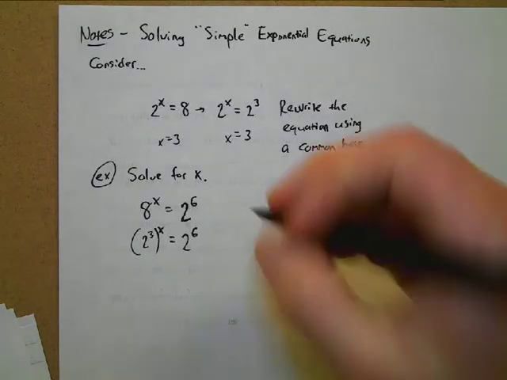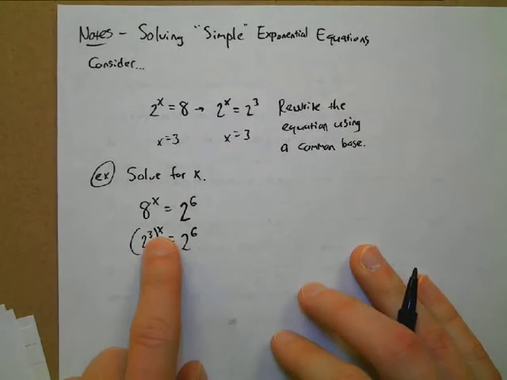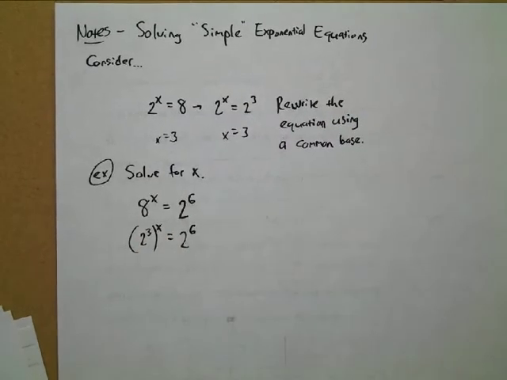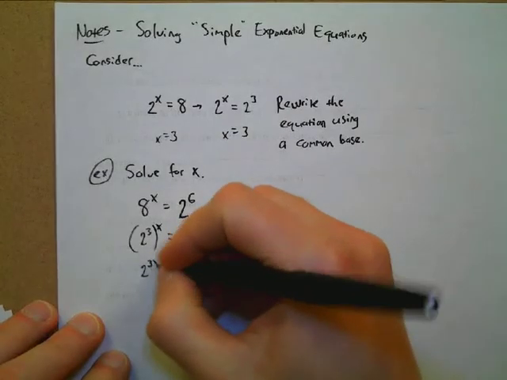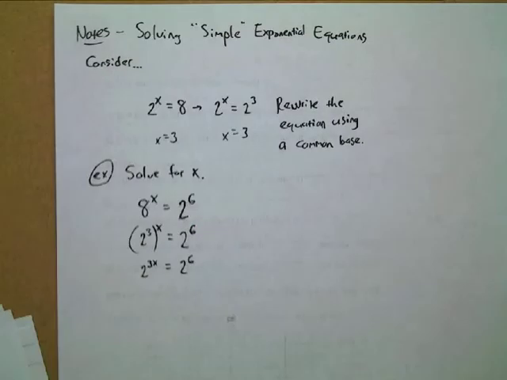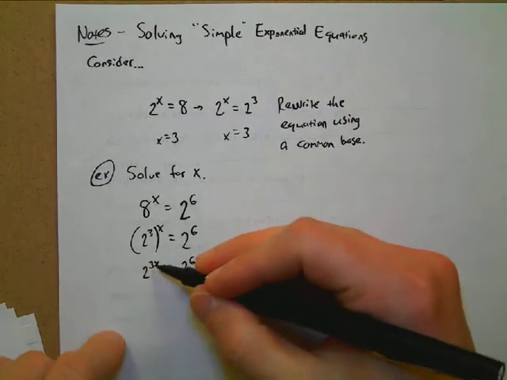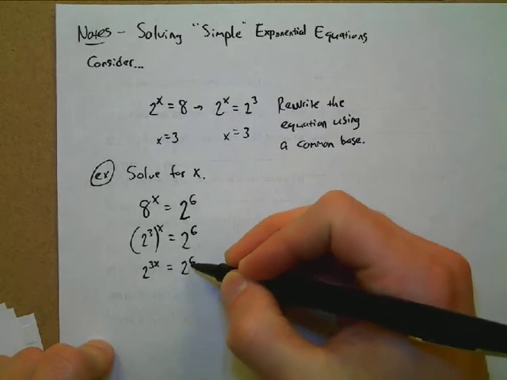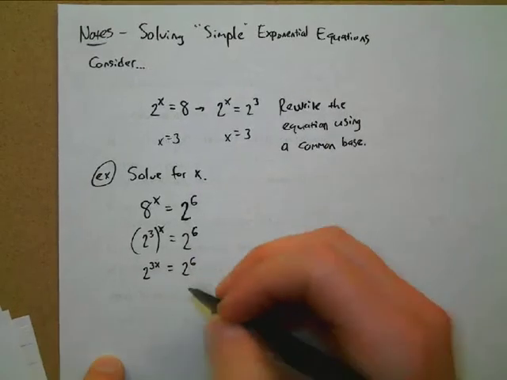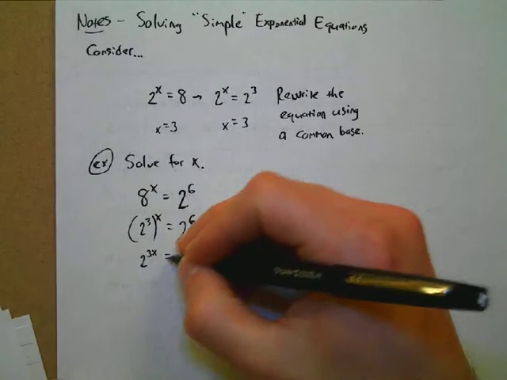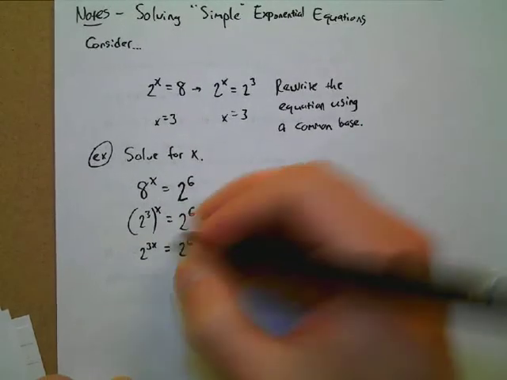All right. So, when we have a power raised to a power, what do we do with our exponents? Yes, multiplication. 2 to the 3x equals 2 to the 6th. Good catch. Yes, multiply the powers together. Now, we have the same base. 2 to the something equals 2 to the something. So what must be true here? If 2 to the 3x is equal to 2 to the 6th, then what must be equal? 3x has to equal what?